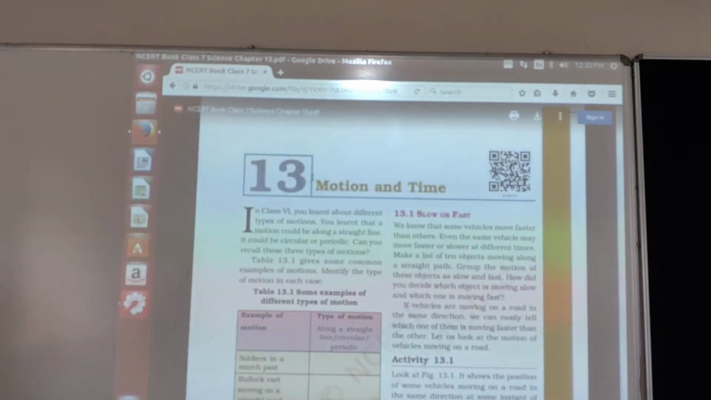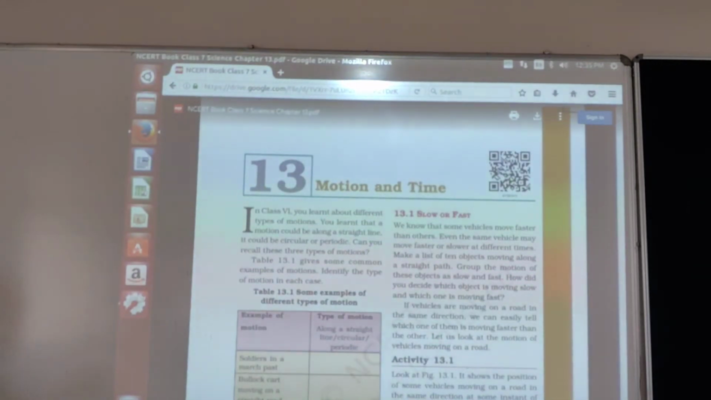Okay, so lesson number 13, motion and time. In class 6, we have learned about different types of motion, for example, periodic motion, straight line motion, circular motion, etc. So these are all the types of motion.